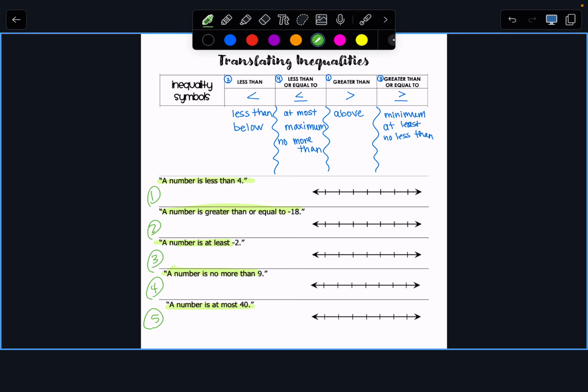A number is less than 4. So you're going to have x, an inequality, and 4. So what inequality goes between x and 4? This one. Okay, so instead of the circle, yeah, just like that. Do I have to graph it on the number line? I said don't graph it, just write it. Okay. So you're trying to figure out which one of the 4 inequality signs goes between x, or whatever variable you want, and the number.